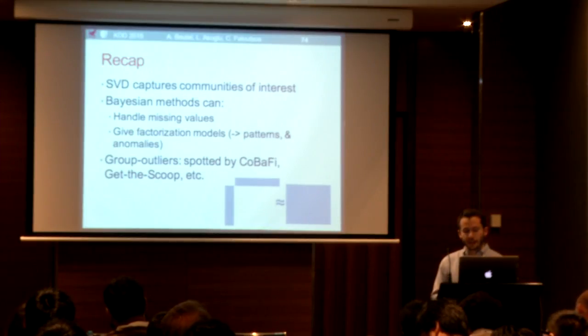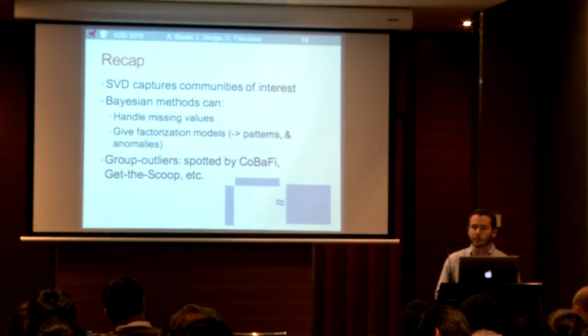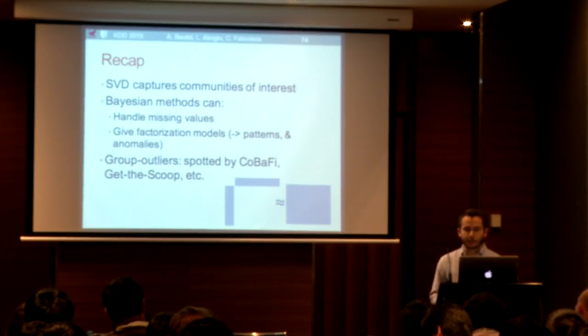A group of outliers spotted by CoBaFi or Get the Scoop can be used for disentangling, right? These methods might get both of them inside of them, and so we let it happen, but disentangling them and pulling them apart afterwards is useful. So that's the high-level concepts from here.